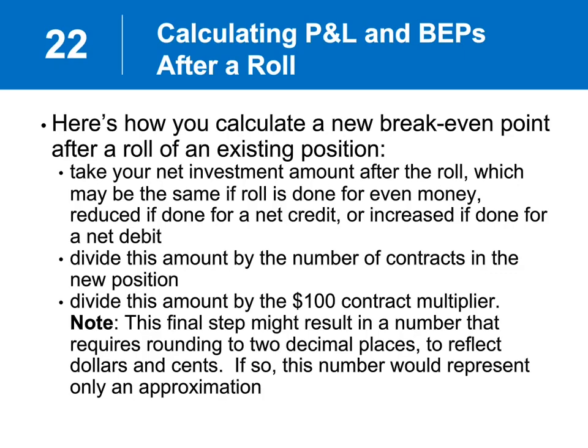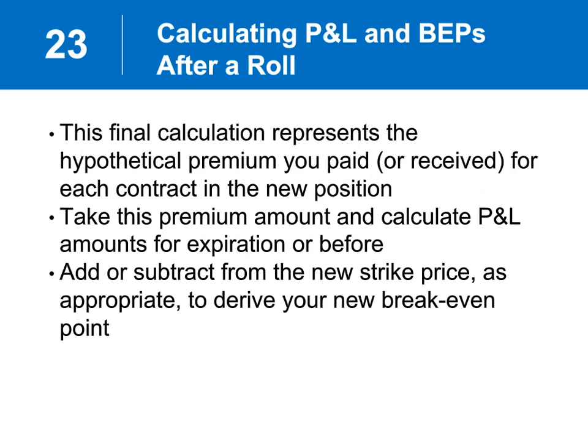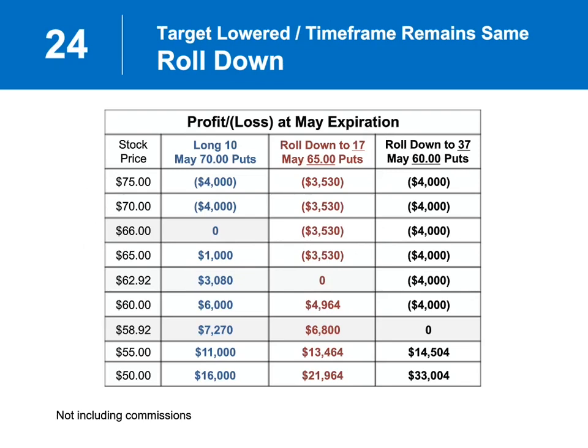And whether we have done it for a debit or a credit, again, in our example here, we're going to be starting with either the $3,530 number, or the $4,000, divided by the number of contracts, divided by 100, subtracted from the new strike. So the 65 strike or the 60 strike. And that's how we get those break-even numbers.